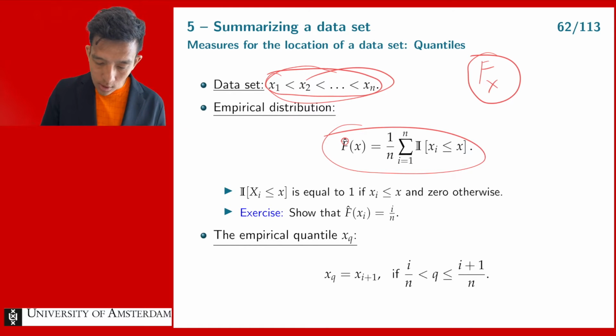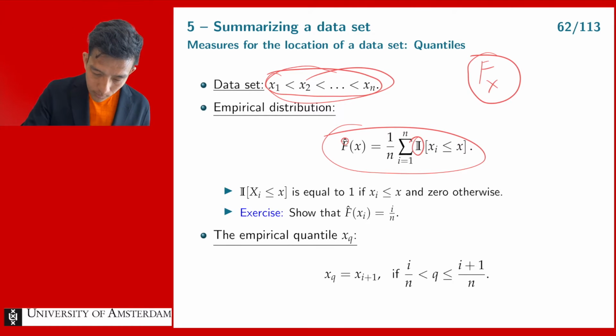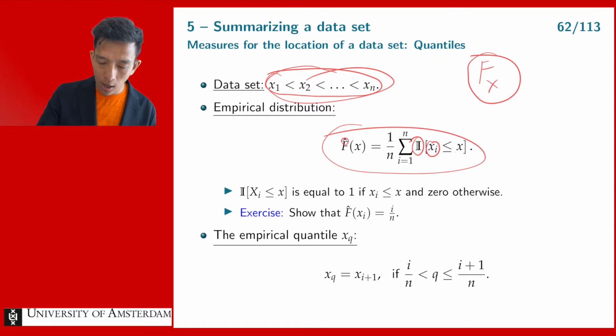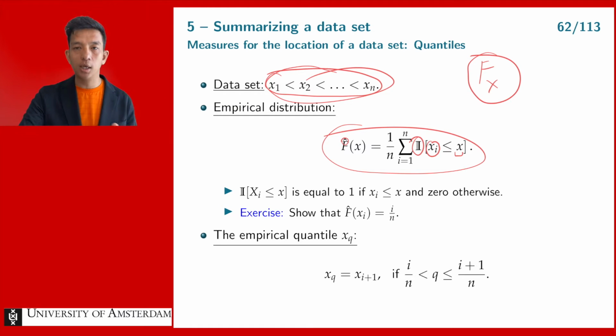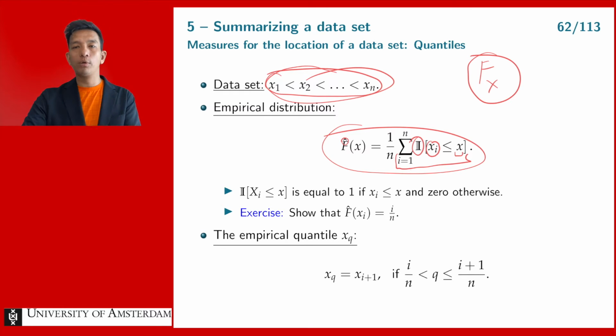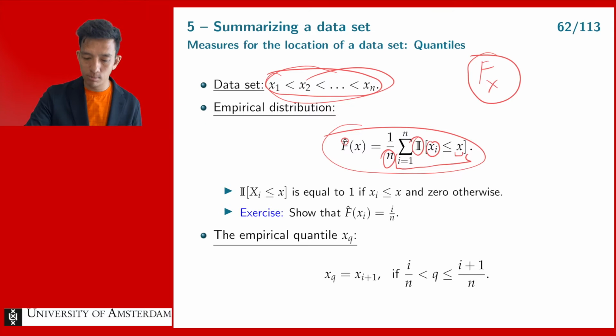What we do is we take this indicator function I, where if I take xi, one of the observations, I check if xi is smaller than my argument x. If that's the case, this indicator function will give you back 1. In the other case, it will give you back 0. It means that with this sum, we count how many of the observations in my data set are smaller than x. I divide by n to go from the number of observations smaller than x to the probability, empirical probability of being smaller than x.